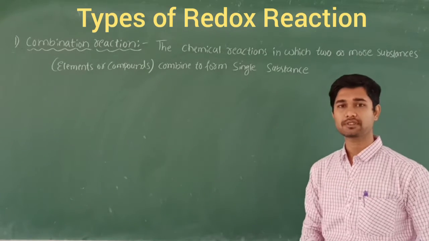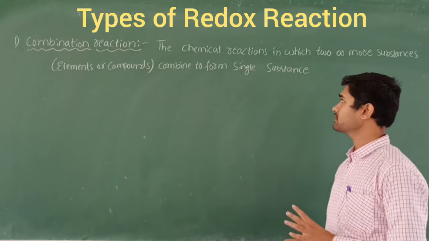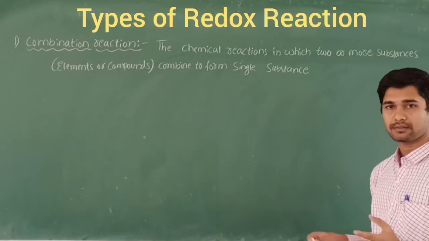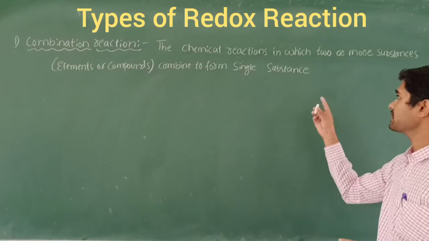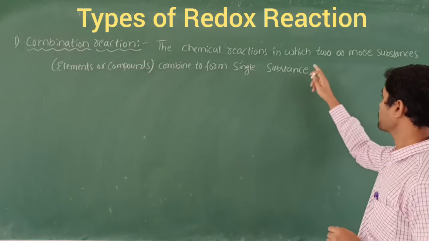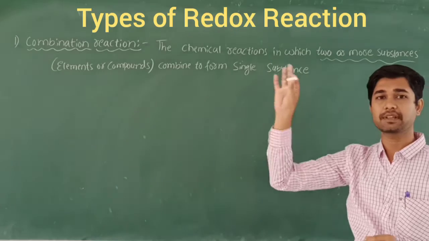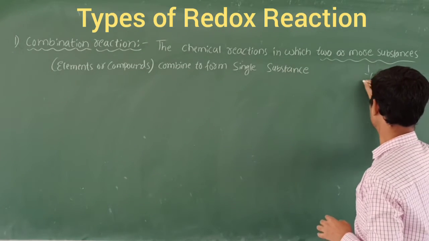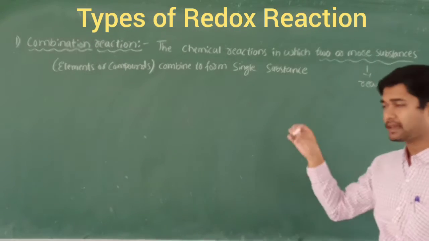First, we are going to study the combination reaction. It tells us that these are chemical reactions in which two or more substances, that may be elements or compounds, combine to form a single substance, or sometimes two substances. But our rule tells that compulsorily there must be two or more substances, and those are purely the reactants. So let's take an example here.